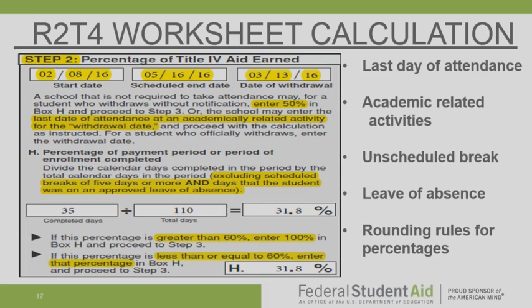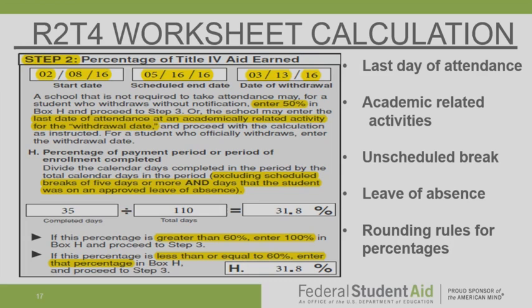So if you do not have an approved leave of absence, it becomes an unscheduled break, therefore you need to withdraw that student. So now, we start calculating so we can get the earned percentage. Completed days, calculation of R2T4 is based on student sit time. So completed days would be your numerator. If you have any scheduled break that is 5 days or more, you minus it from this 35. This becomes now 30. If you have another leave of absence on top of that scheduled break that is 5 days, you minus it again from your completed days.